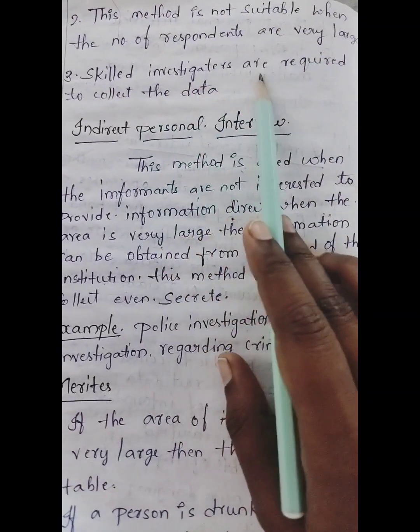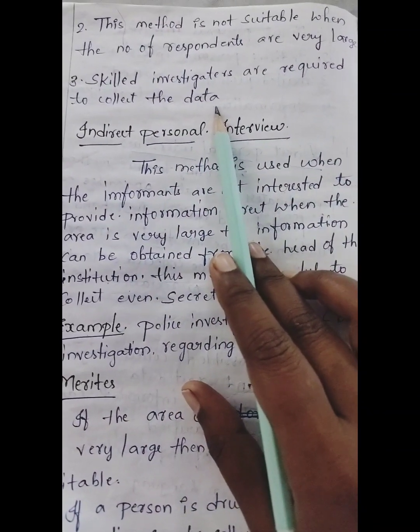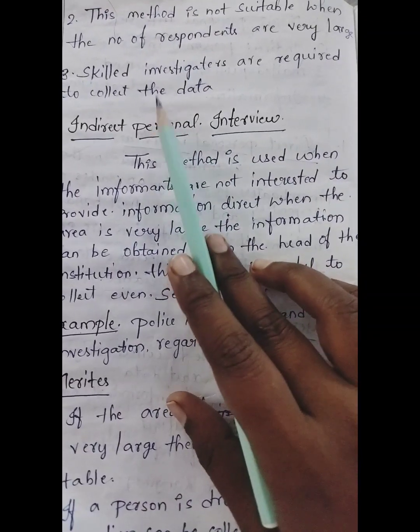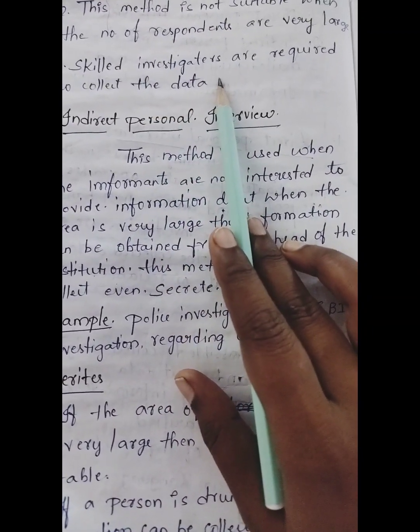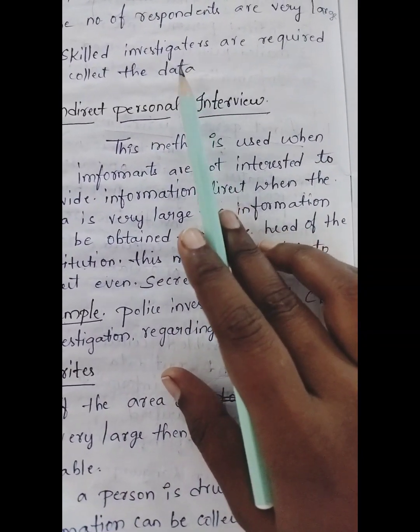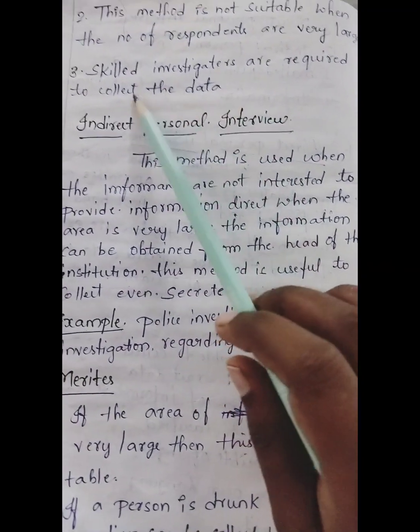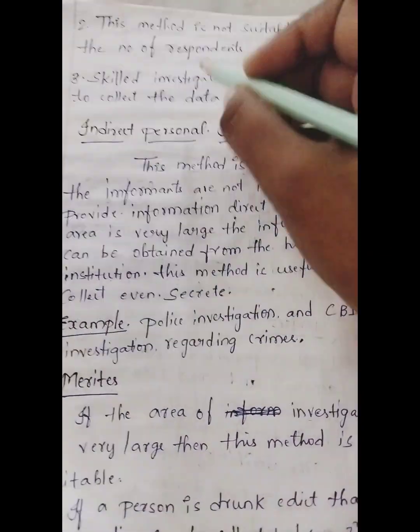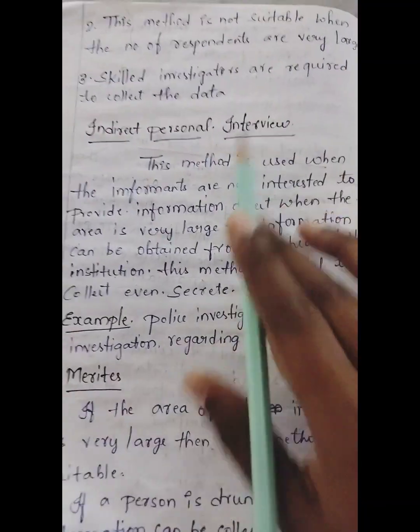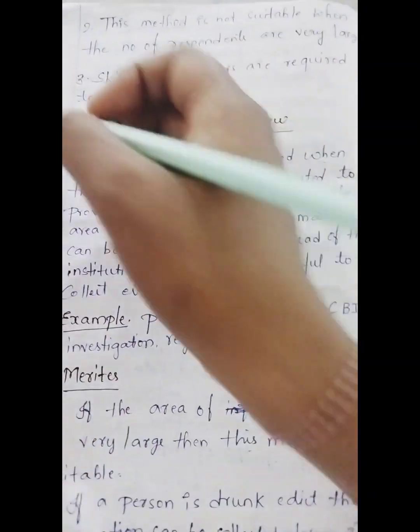Next, skilled investigators are required to collect the data. We have already seen that point in the definition: those who are properly trained can be taken as investigators, because then the data will be accurate. So skilled investigators only must be taken. This completes our direct personal interview.